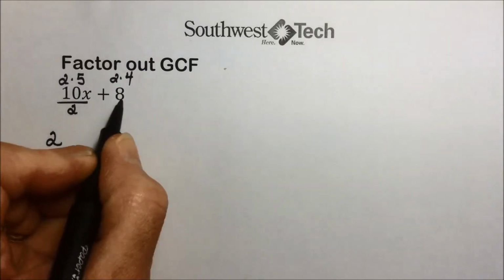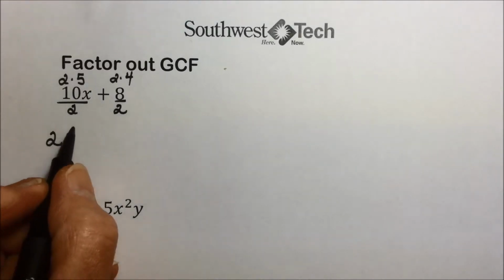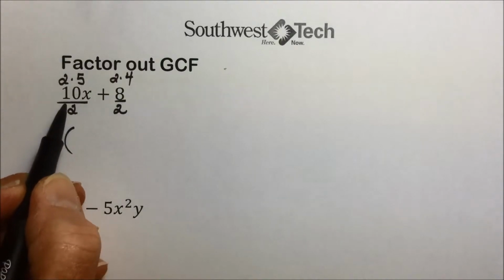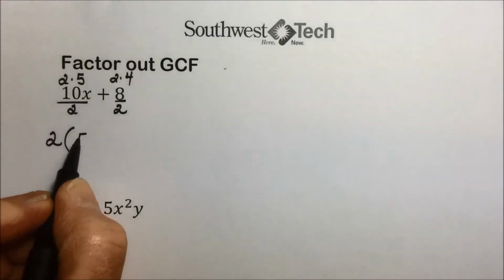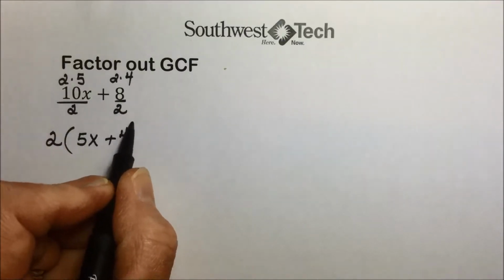You're going to factor out a 2, which is code word for division, whether you write what you're dividing by or just mentally do the division, your choice, but just to illustrate what's going on, I'm going to write it. 10x divided by 2 leaves us with a 5x, and 8 divided by 2 leaves us 4.